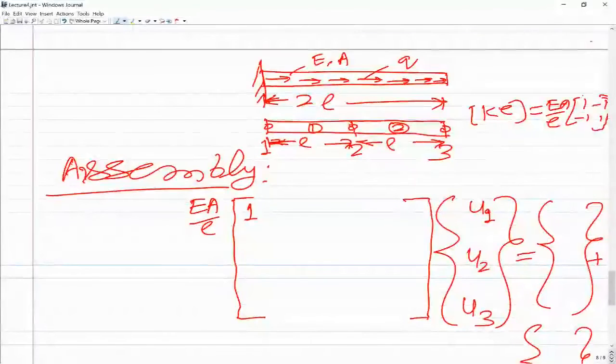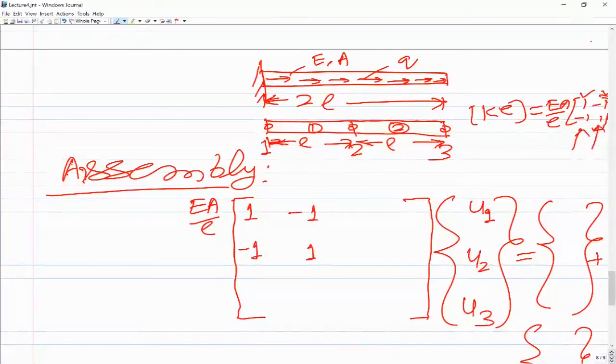So this is the first row and first column, it goes here. And then the first row, second column, that is minus 1, will go to the first row and second column. Why? Because element 1 consists of global node numbers 1 and 2. So the minus 1 will go here. Then the second row, first column, will go to the global second row and first column. So it is minus 1 here. Then the second row, second column, will go to the global second row and second column, so it will be added here.